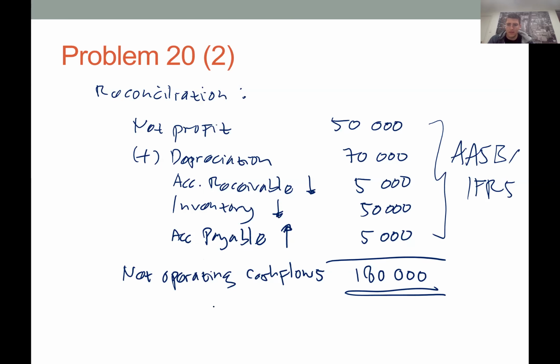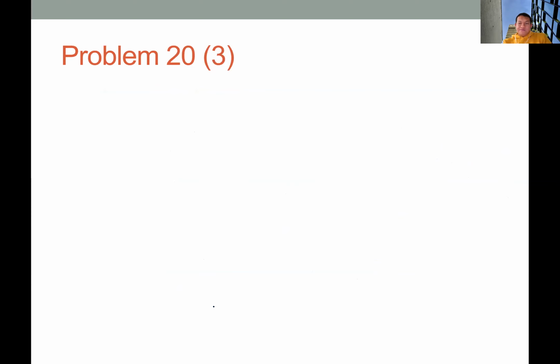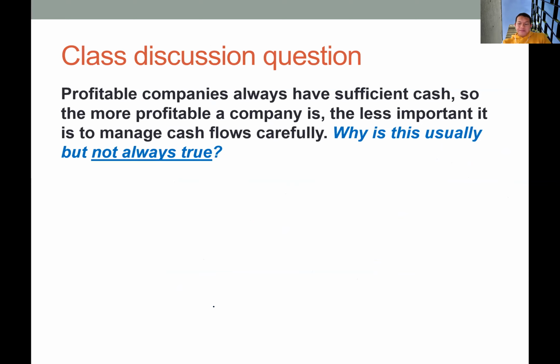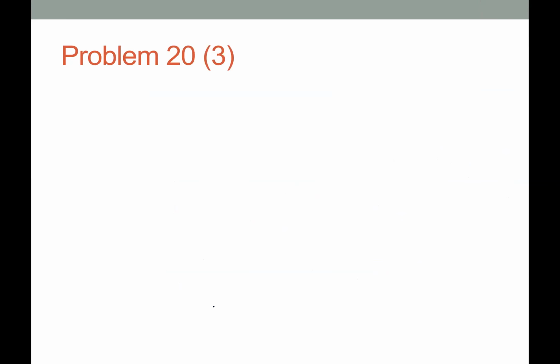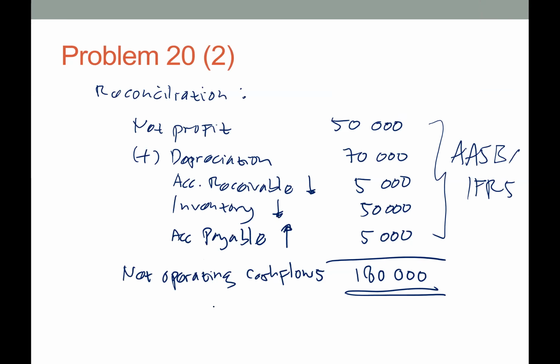Thanks for that. Okay, lastly, I just have questions about the last problem. In exam conditions, if I do the reconciliation first, I mean the indirect method first, to find the operating activities, is there any problem?